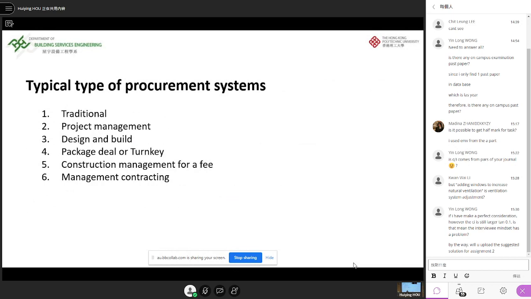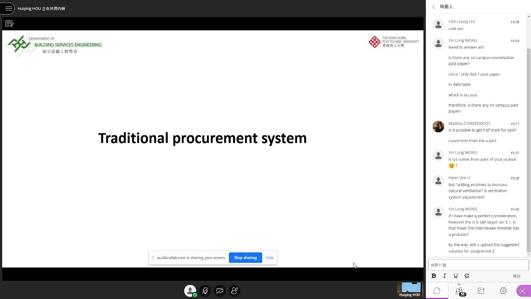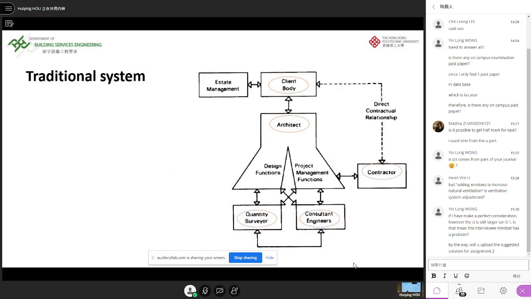Typical types of procurement systems are traditional project management, design and build, package deal and turnkey, construction management for fee, and management contracting. Basically, I emphasized traditional project management, design and build, and management contracting because they are more common in practice. For each type of these systems, it highlights the relationship among different departments, and also how the information is passed on to different departments and to people who are making decisions.